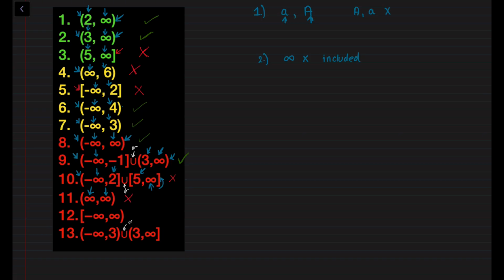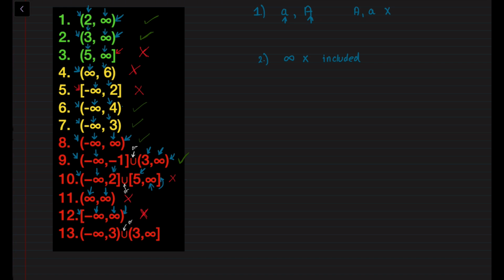Then again, for this one, we have negative infinity here, we have positive infinity here, which is fine. Positive infinity is excluded, which is also fine. But the problem is that negative infinity is included. We cannot have that. So this is incorrect.